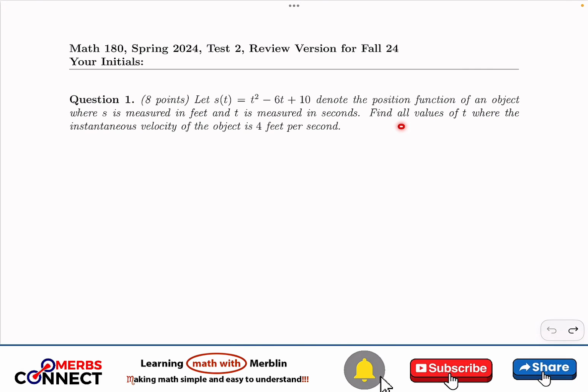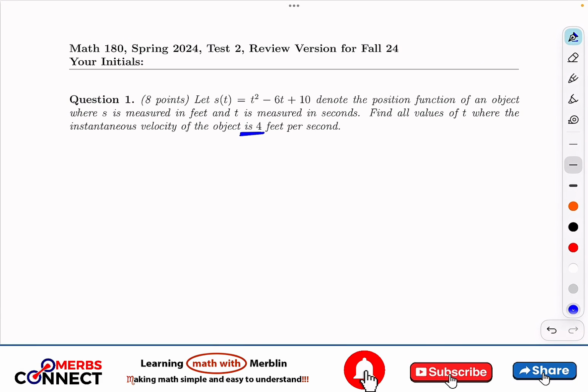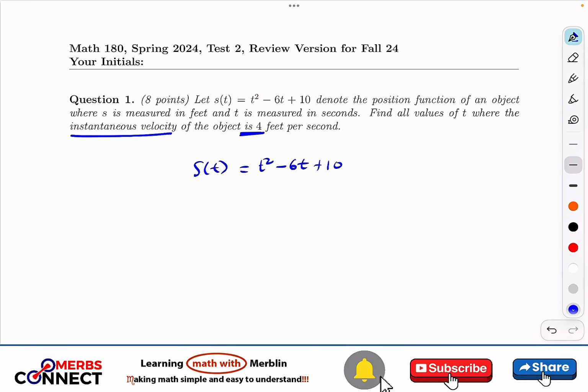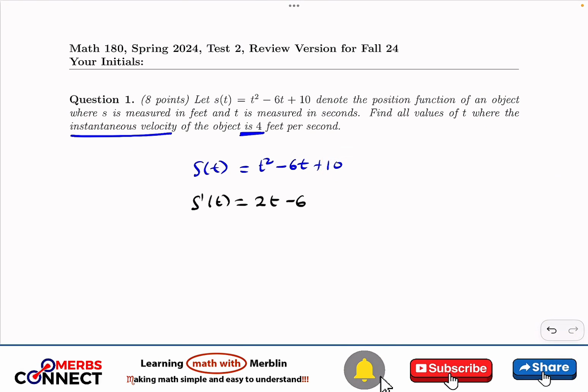The question is asking us to compute the values of t where the instantaneous velocity of the object is 4. They've given us the function s of t, which is equal to t squared minus 6t plus 10. Since we are talking about the instantaneous rate of change, we need to find s prime. So s prime of t is going to give us, using the power rule, 2t minus 6. When I differentiate the constant, it's going to be 0.